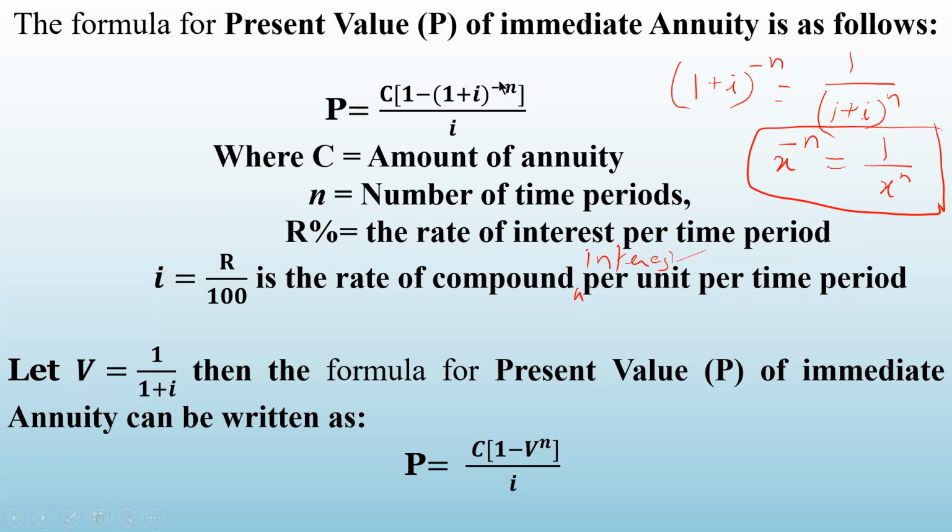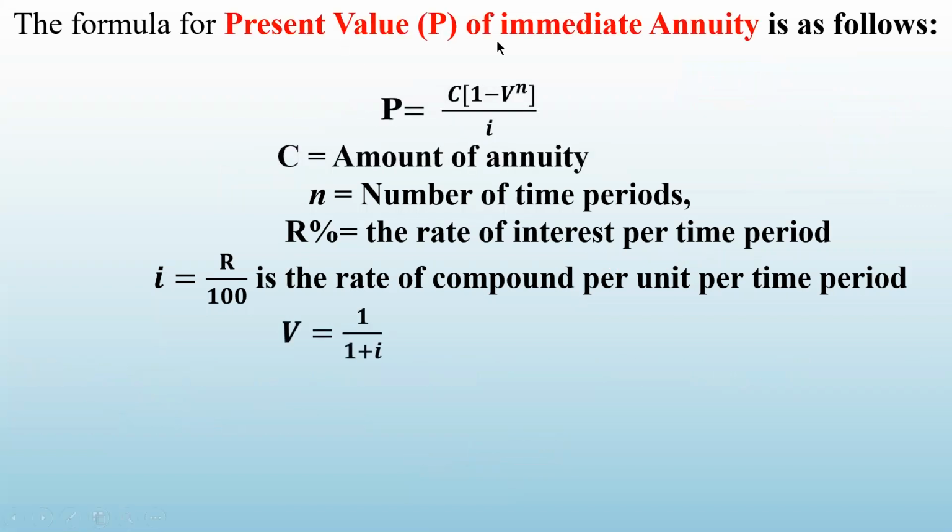So to simplify our formula, we will put v equal to 1 divided by 1 plus I. So the same formula can now be written as the present value P of immediate annuity is given by P equal to C into 1 minus V to the power n divided by I.